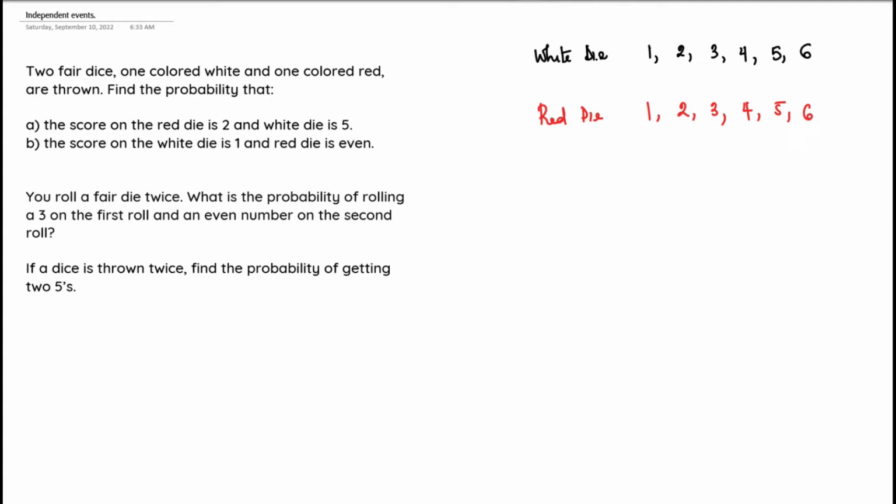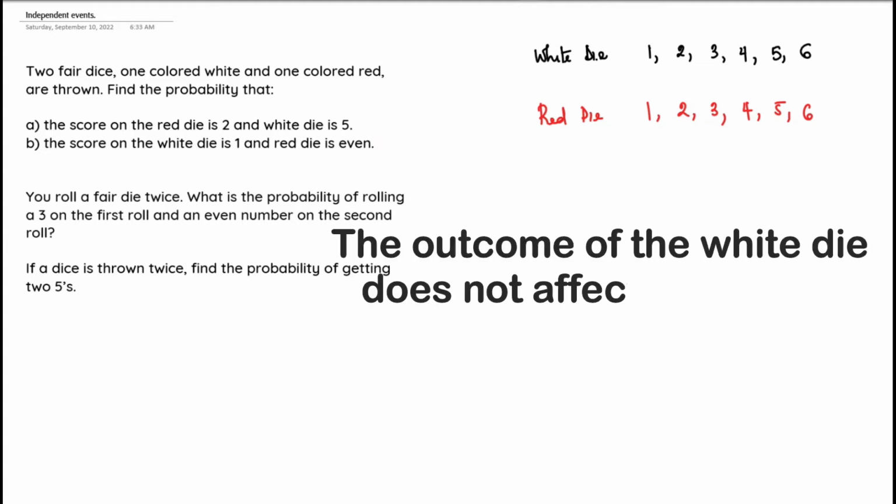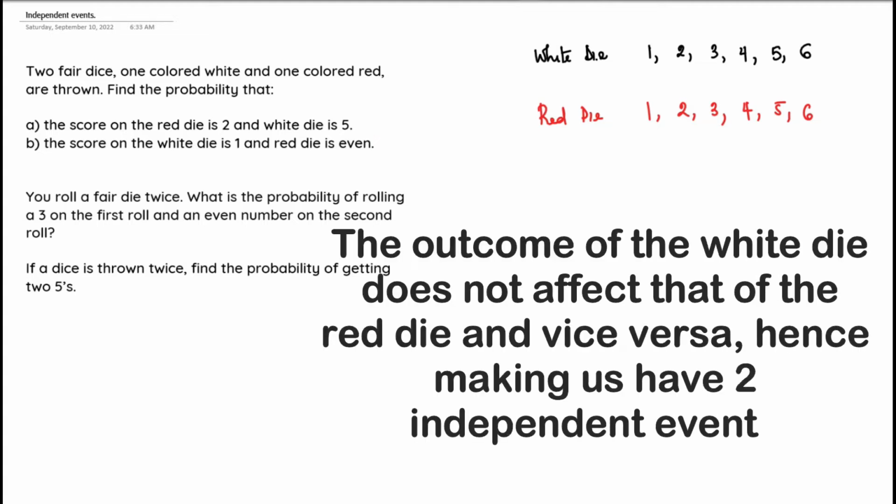So the first question says that the score on the red die is equal to 2 and the score on the white die is equal to 5. The outcome that comes out from the red die does not affect the outcome that comes out from the white die, and the outcome from the white die does not in any way affect the outcome from the red die. So definitely the event of getting a value on the white die and the event of getting a value on the red die are independent of each other.